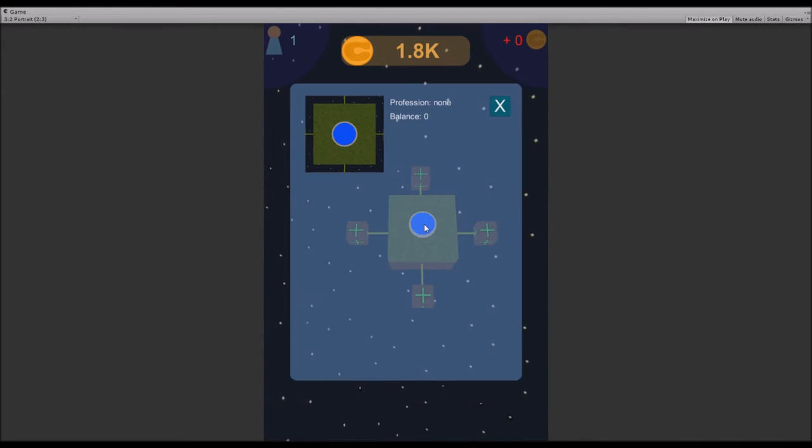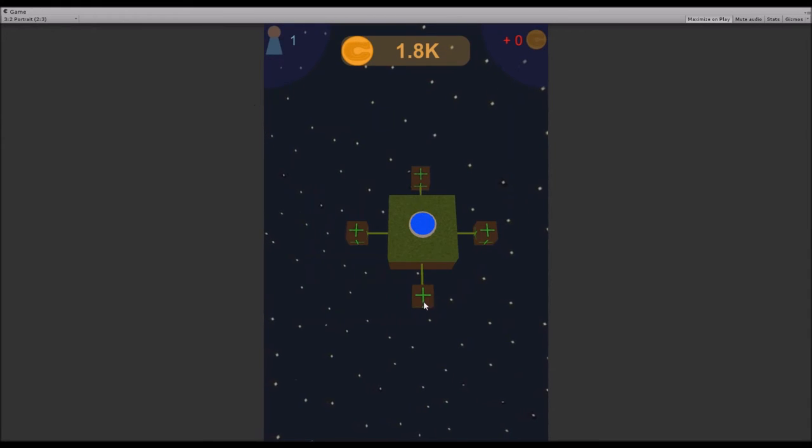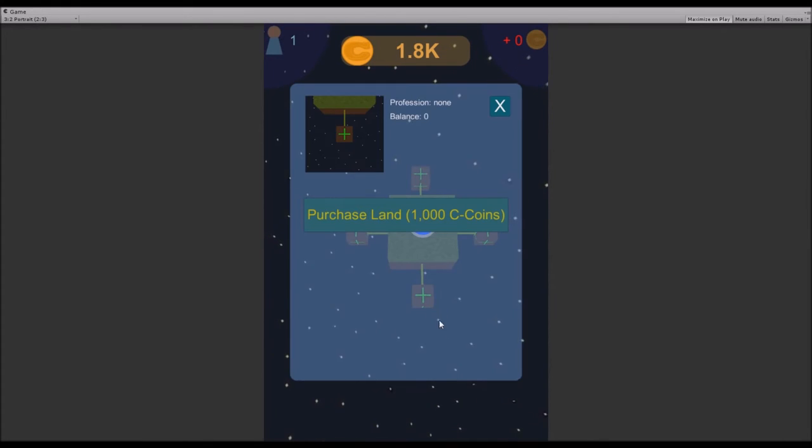If I click on not the fountain, this is your spawn tile, but on a plus block right here, we can see that it has no profession, no balance, but we can purchase it for 1,000 sea coins. Now think about something which sea coins could stand for. I'm thinking about city coins or citizen coins, but I'll leave it up for interpretation.